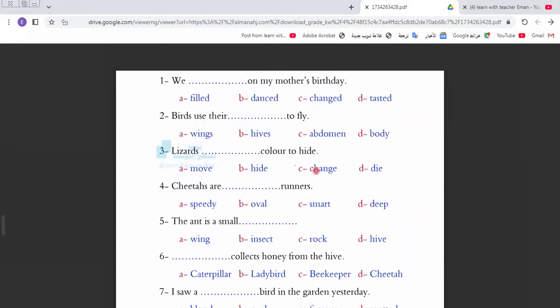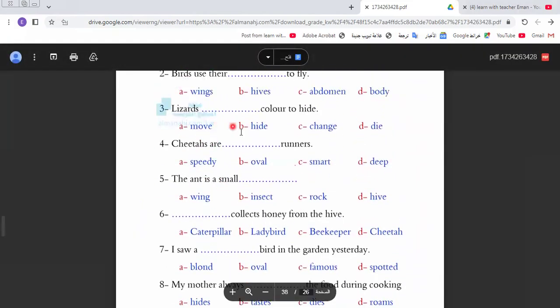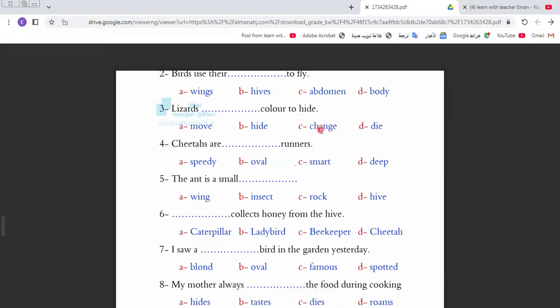Birds use their wings to fly. The birds use what to fly? Wings. Lizards change color to hide. Lizards what? Change color to hide. This is called adaptation. Adaptation means changing the color of the animals to match the same environment.